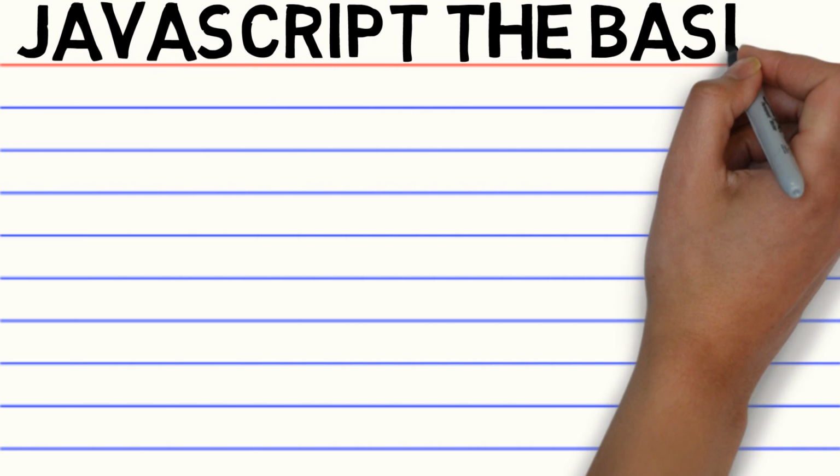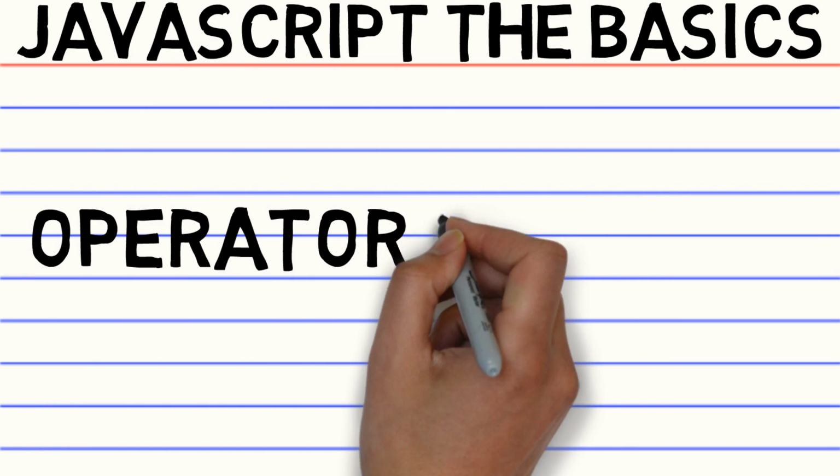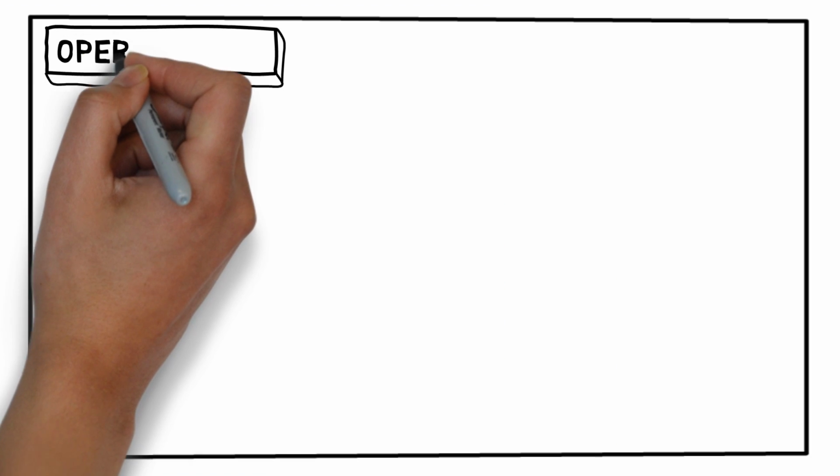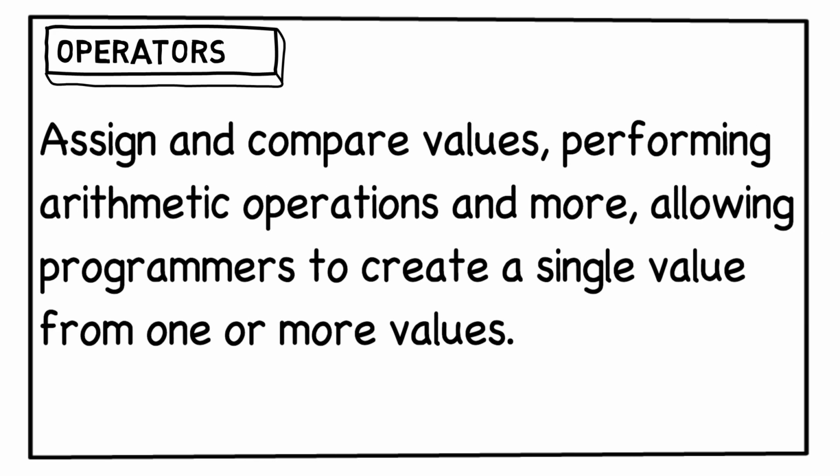Welcome back. In this lesson of JavaScript the Basics, we're going to look at operators in JavaScript. What is an operator? In JavaScript, operators are used to assign values, compare values, perform arithmetic operations, and more. Operators allow programmers to create a single value from one or more values. They do a lot, so let's get started.